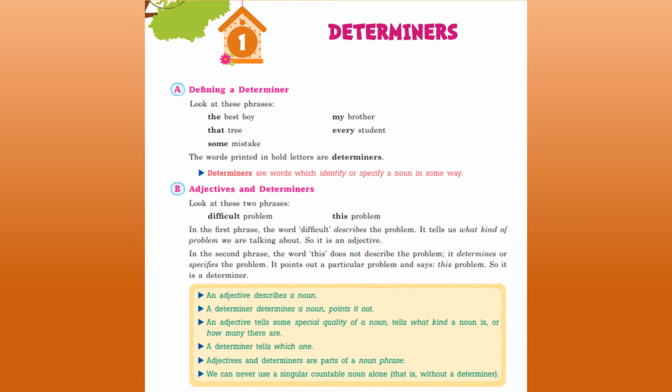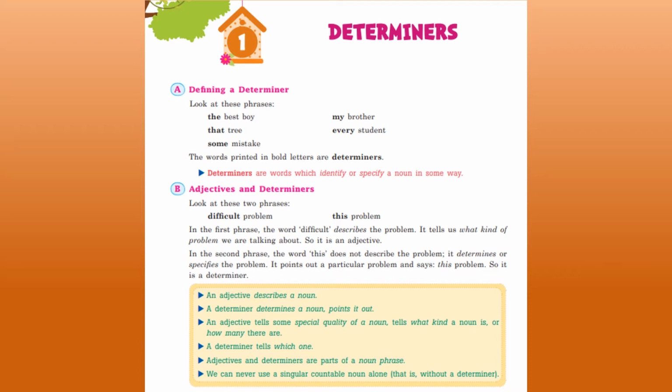In the second phrase, the word this does not describe the problem. It determines or specifies the problem. It points out a particular problem and says this problem, means a particular problem they are talking about. So it is a determiner. So this is the difference between a determiner and an adjective.